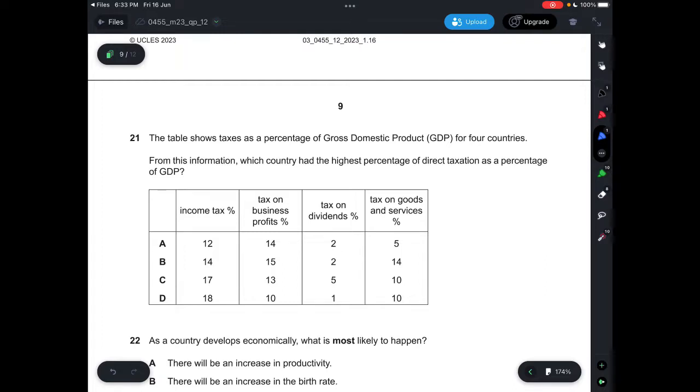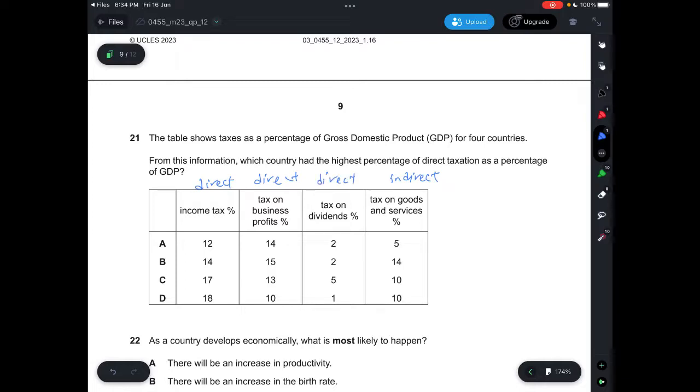And from this information, which country had the highest percentage of direct taxation as a percentage of GDP? Okay, so you can see that there are four taxes here. One is income tax, one is tax on business profits, another is tax on dividends, and also tax on goods and services. So income tax is considered a direct tax. Tax on business profit would also be a direct tax. And then tax on goods and services would be indirect tax. And then tax on dividends would be considered a direct tax as well.